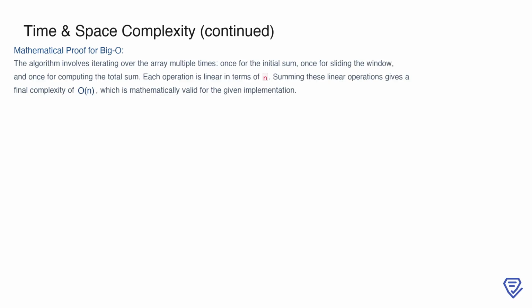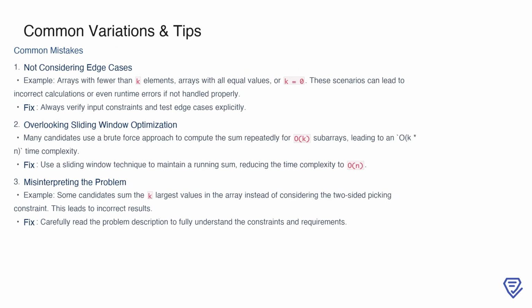Therefore, the big O complexity of the algorithm is mathematically valid as O(n), confirming that the solution is both efficient and scalable for large inputs. Understanding common mistakes is essential to avoid pitfalls and excel in solving this problem. One major mistake is not considering edge cases.